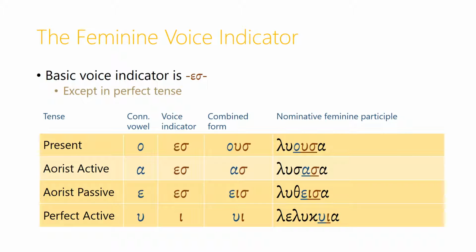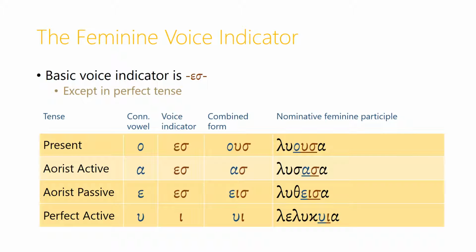So the omicron of the present tense meets the epsilon of the voice indicator, and we end up with a combined form ousa, as in lousa. In the aorist active, the alpha of the connecting vowel meets the epsilon of the voice indicator, and the epsilon is overpowered by the alpha, and we just end up with the combined form asa for the feminine active connecting vowel and voice indicator. For the aorist passive, it was an epsilon connecting vowel, which met the epsilon of the voice indicator, and they combined to form the diphthong epsilon iota, and so we ended up with the combined form eisa.